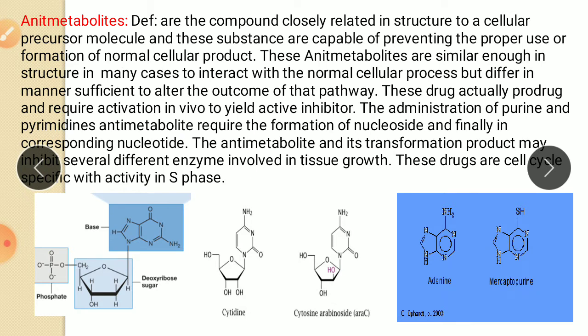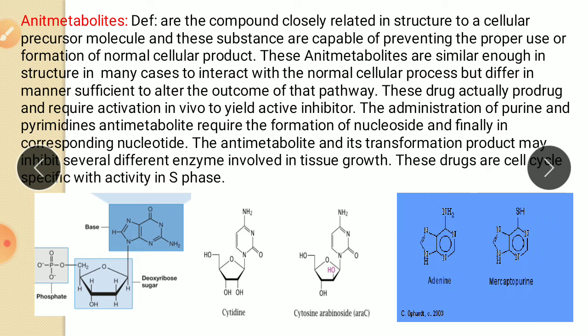These are compounds closely related in structure to a cellular precursor molecule, and these substances are capable of preventing the proper use or formation of normal cellular products. These antimetabolites are similar enough in structure in many cases to interact with normal cellular processes, but differ in a manner sufficient to alter the outcome of that pathway.